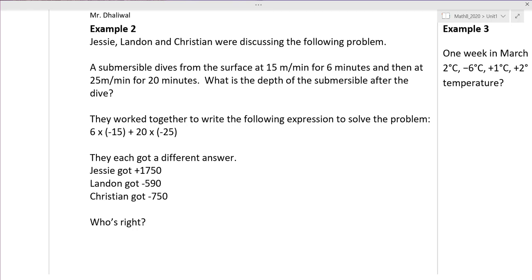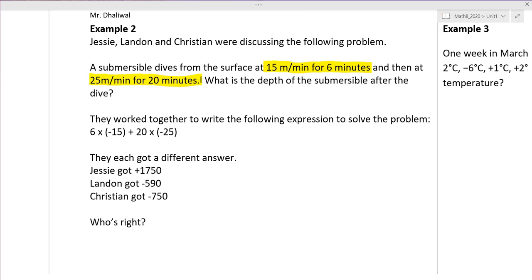Okay. So the first question here says Jesse, Landon, and Kristen were discussing the following problem. A submarine dives from the surface at 15 meters a minute for 6 minutes. Then it changes its pace and starts diving at 25 meters a minute for 20 minutes. What is the depth, or how far down did it go after doing the dive?